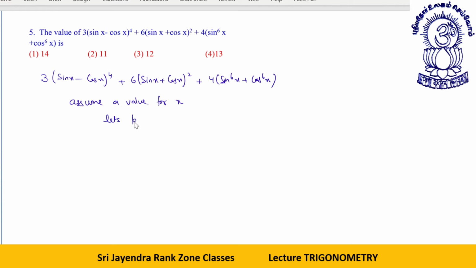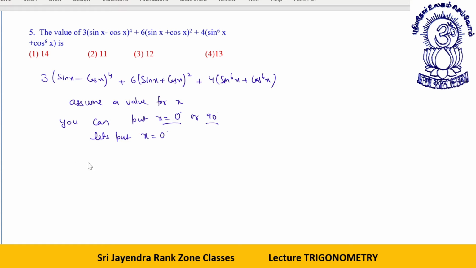Let's put x is equal to 0 degree or 90 degree. Okay, so you can put x is equal to 0. I am saying you can put. I will tell you why I can put 0 and 90 degree. I will tell it to you shortly.